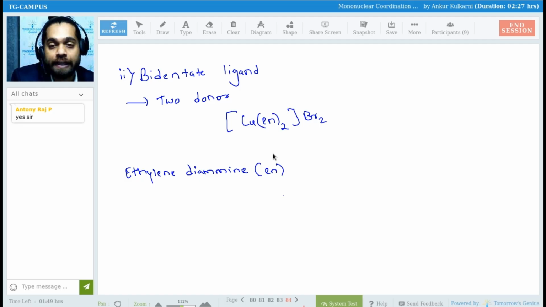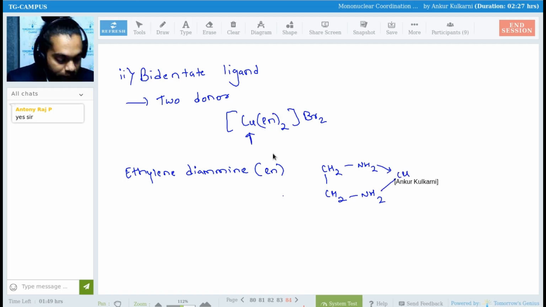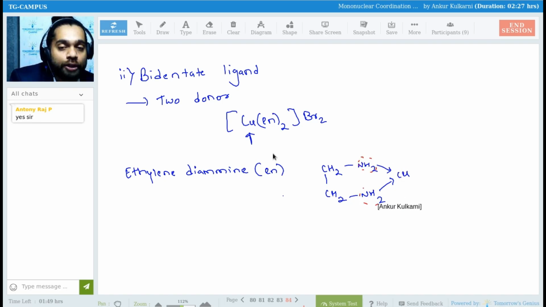For example, look over here. Ethylene diamine looks like this. Suppose I have CH2, that is your ethylene. Diamine means I have NH2. Let us say our central atom is copper. So this nitrogen has donated. Are you getting it, everyone? So I have a single ligand, but it is forming two bonds. Why? Because it has two donor atoms and both the donor atoms are donating electrons to form a bond. So over here, both the NH2 are donating to form a bond.